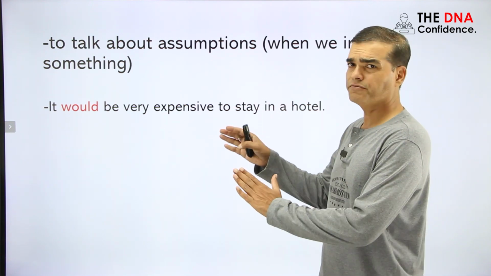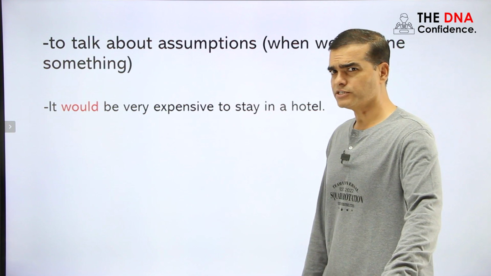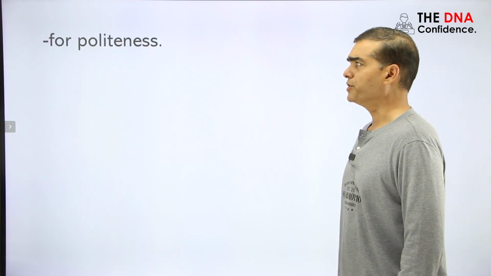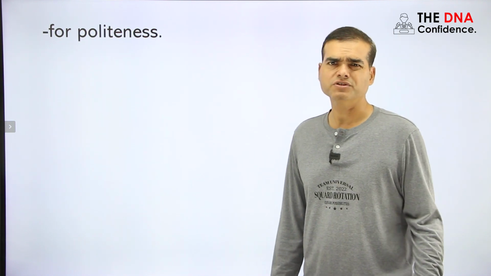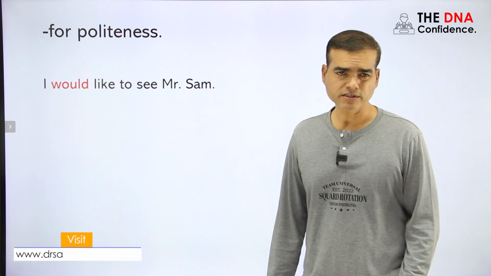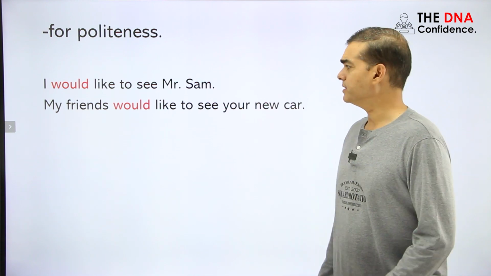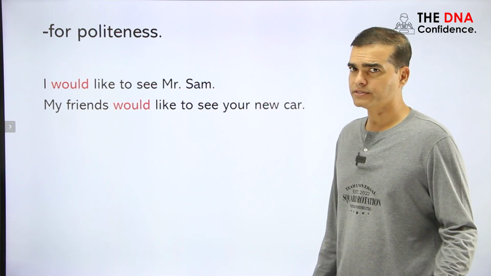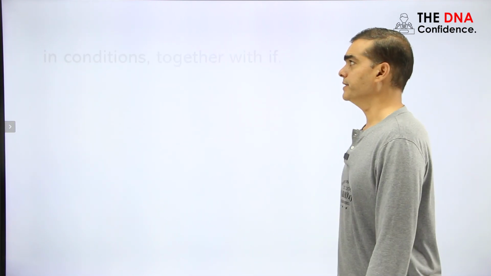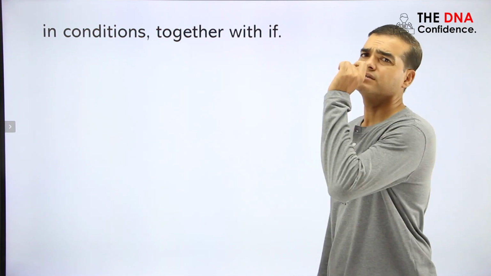I will not say that go and frame hundreds of sentences, not required, just understand. And at the last point I'll tell you how to use it. Now the next point is for politeness. Would is used if you want to be polite. For example, I'd like to help you, I'd like to see this, my friends would like to come and help you or see your car or whatever it is. Politeness. Simple thing, you know this? Next one, in conditions where it comes with if.